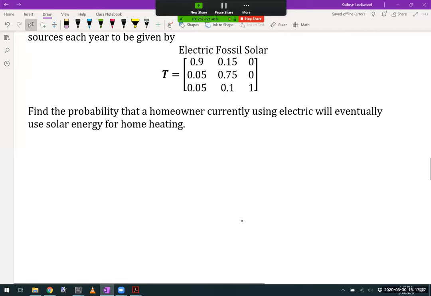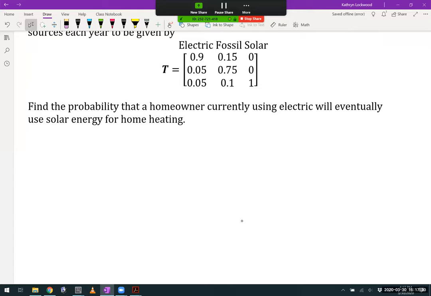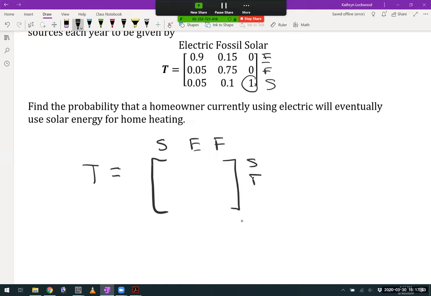Now, anytime you're asked to find eventual behavior, long-term behavior, that means go through the process of finding the stability matrix for your absorbing chain. So let's start there. The only absorbing state is S, the solar state. So we'll rewrite in standard form by placing state S first. That'll give us a 1 on the diagonal and zeros everywhere else in column 1. Then we have to rearrange E.